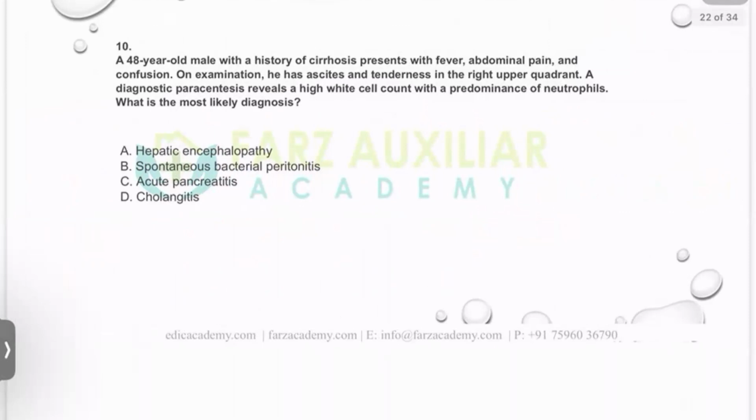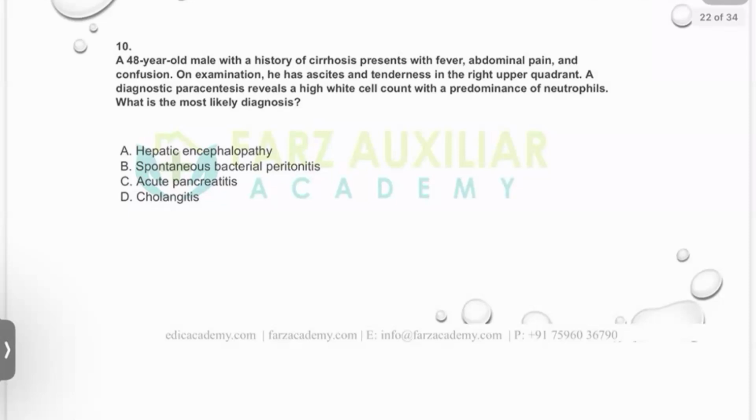A 48-year-old male with a history of cirrhosis presents with fever, abdominal pain, and confusion. He has ascites. He has tenderness in the right upper quadrant. Diagnostic paracentesis reveals elevated WBC count with neutrophilic predominance. What is the most likely diagnosis? Spontaneous bacterial peritonitis. Yes. So it is.